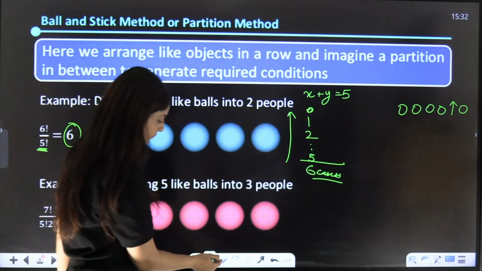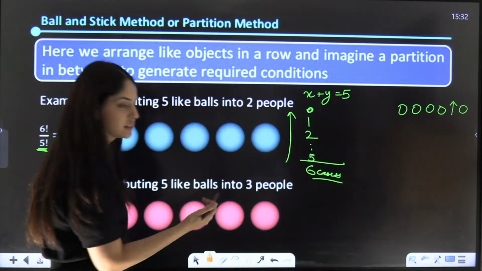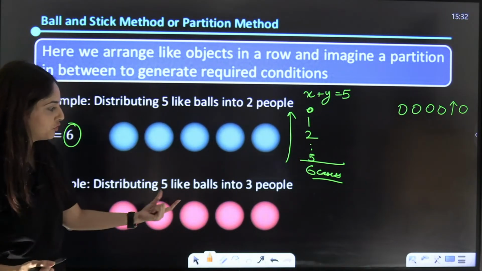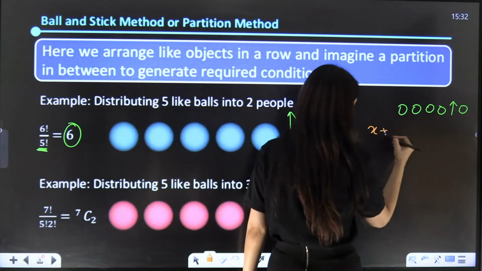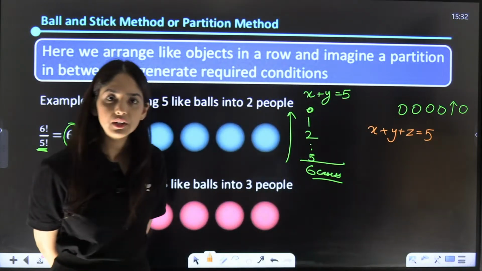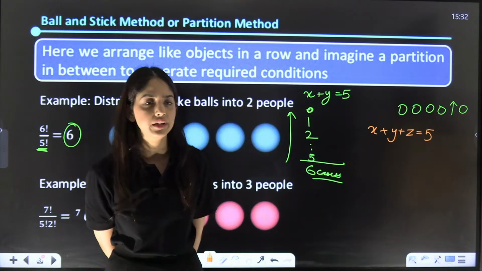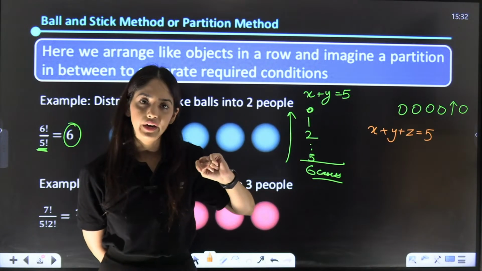Alright. Now, let's take it one step further. We had 5 balls just like before, but now we have to distribute them among 3 people. x plus y plus z is equal to 5. Similar to our previous problem, if the 5 ice creams were identical, or if we change this 5 to 4, then it brings us to our first question.